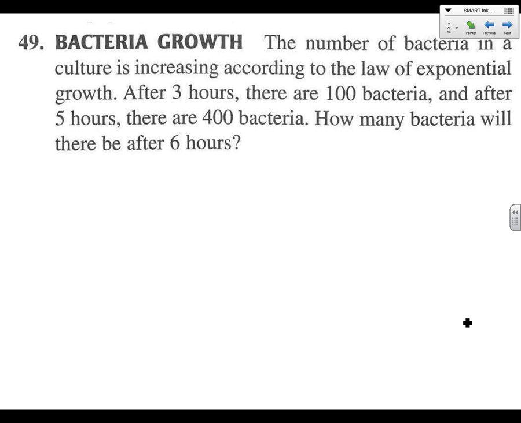All right, 49 coming our way. We have 100 bacteria after 3 hours, so A e to the 3b, and we have 400 bacteria after 5 hours. All right, so we'll get A by itself first. 100 over e to the 3b equals A. We'll plug it in over here.